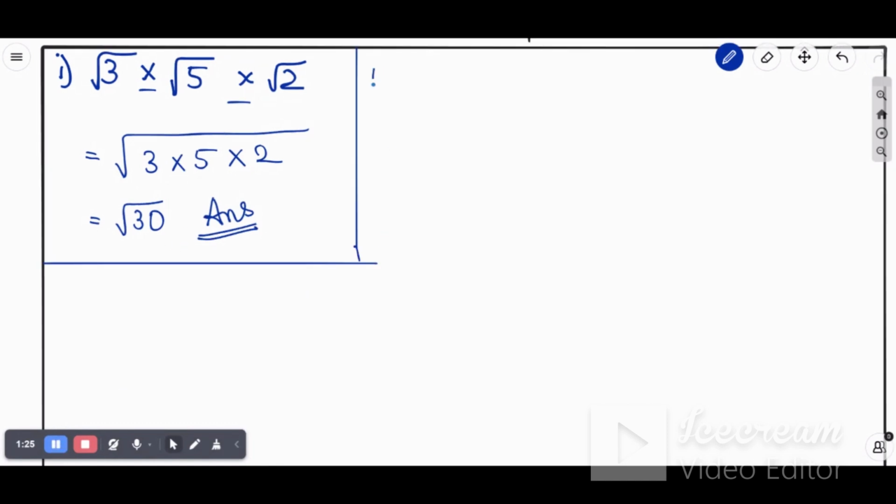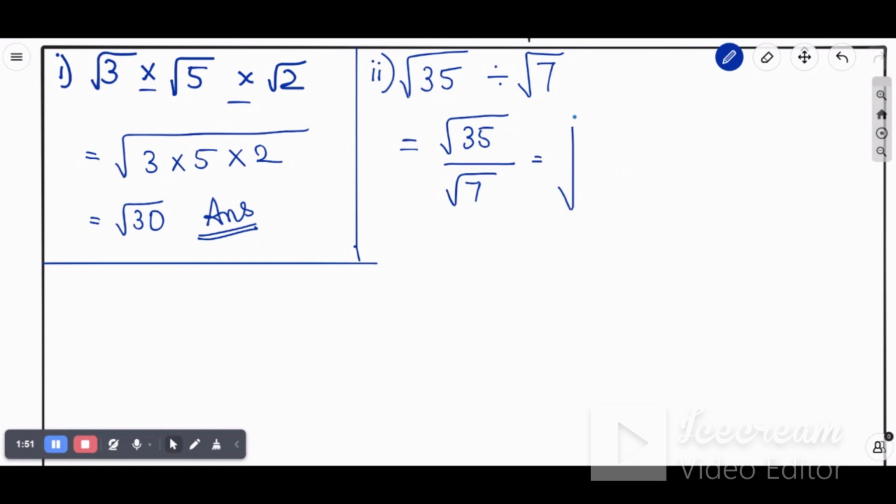The next question is a division: square root of 35 divided by square root of 7. Here also this is a square root, it is implicitly understood. So you can directly write it as square root of 35 by 7. The first step will be division. So just put it like this, and you know that since it is divide, you can take your square root as common: square root of 35 divided by 7.